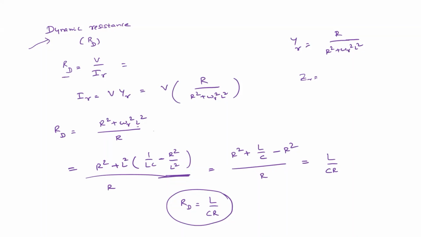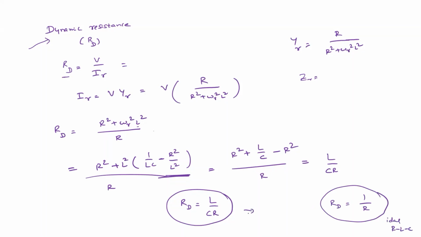In case of a series resonant circuit, we will not call this a dynamic resistance, because it only depends on the resistance of the circuit, right? In the ideal case, for the ideal RLC parallel circuit, the dynamic resistance RD equals 1 by R only.